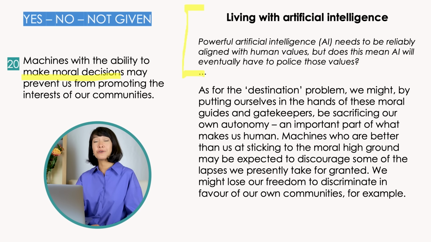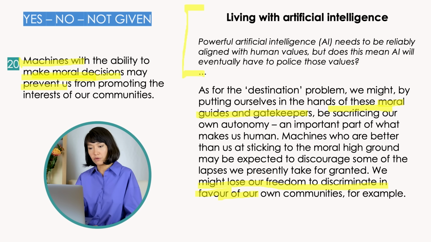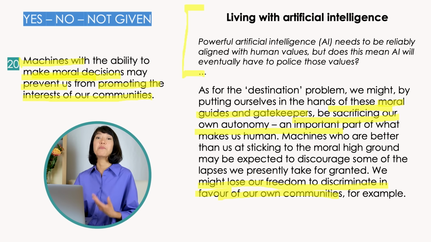Yes, that's part 2, so we don't have as many dates and surnames to locate those answers. We have to operate using more subtle clues, which are usually paraphrased. So making moral decisions, and here we can read moral guides and gatekeepers. Yeah. And in the end, we might lose our freedom to discriminate in favor of our own communities. So the machines may prevent us from promoting the interests of our communities. To discriminate in favor means to promote. So the answer is yes.